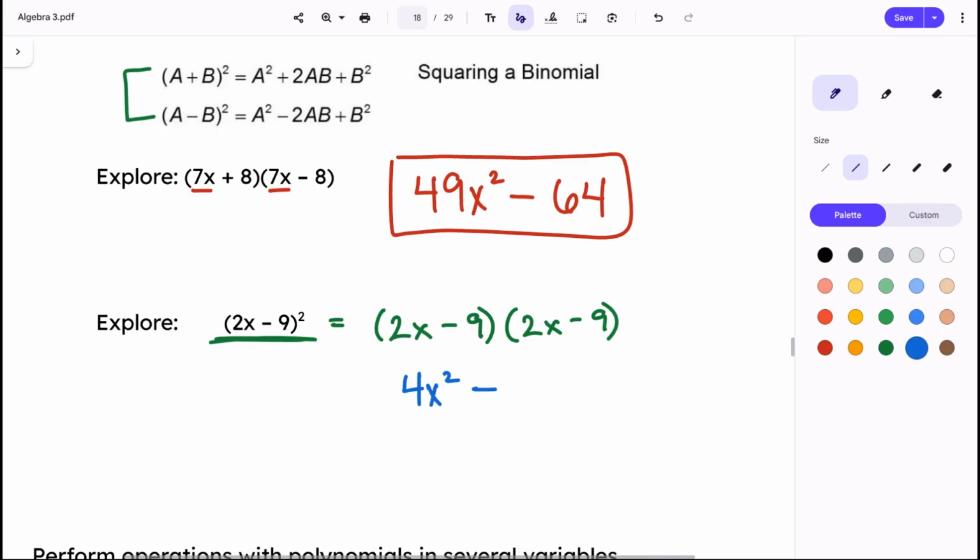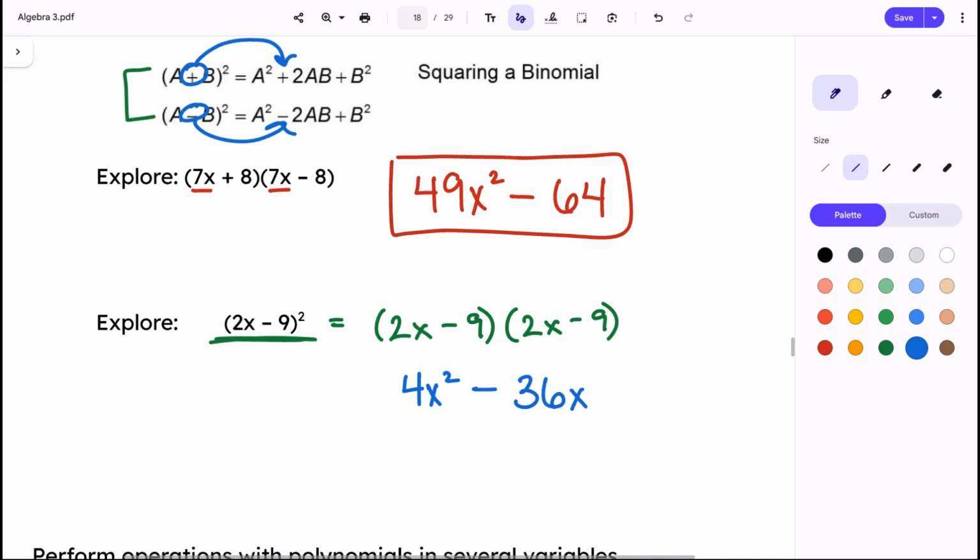Same thing could be said if you think about foiling. 2x times negative 9 times 2x, you're going to get the same answer twice, so that's why we're doubling that answer there. So the middle should become 36x. Again, it's going to have a minus sign for this one because of the minus sign that we had originally. That kind of follows in the rule. Same with up here. If you have a plus sign, then that second term would become positive.